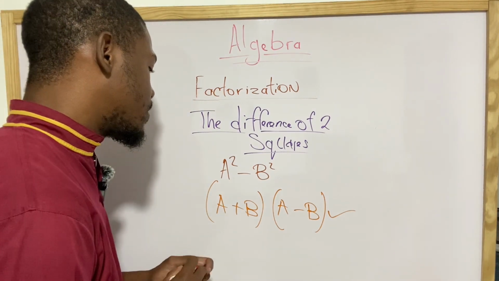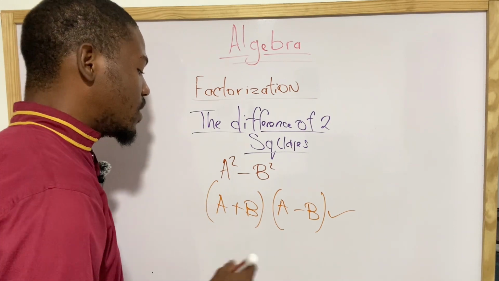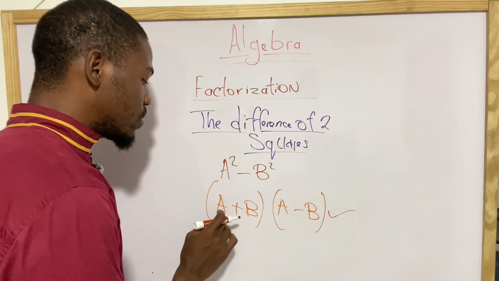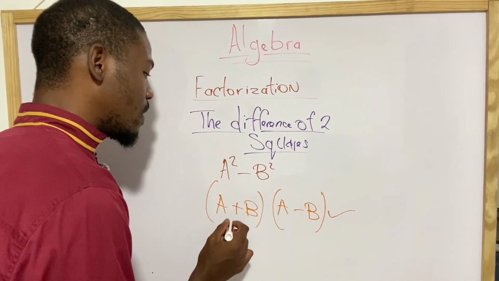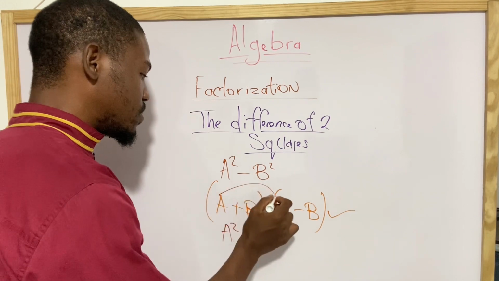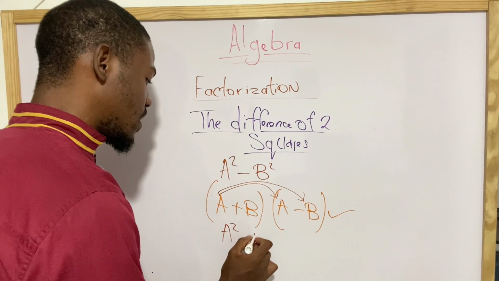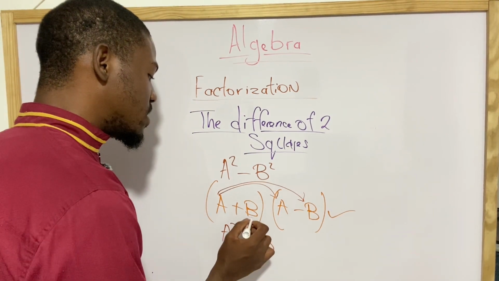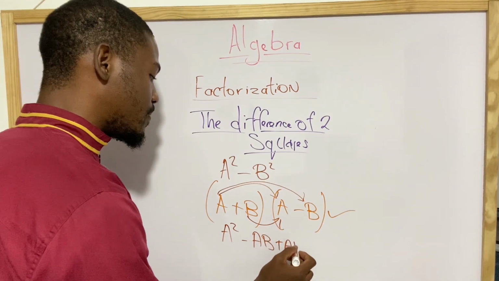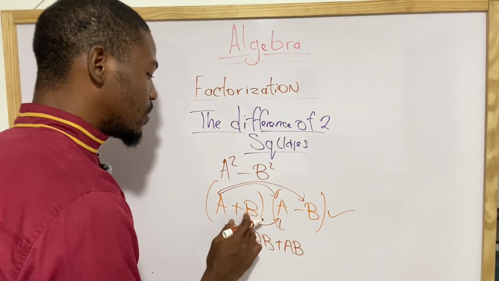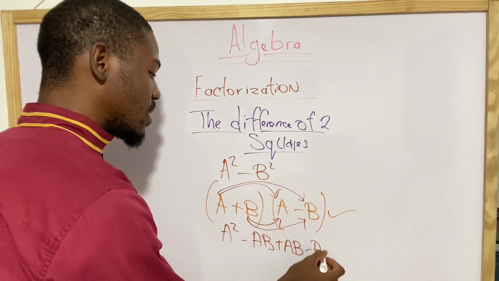It might look very simple and straightforward. I mean, there's no catch to it. If we were to really work that out, a times a is a squared, and a times this negative b is negative ab. Then this positive b times this a gives us positive ab. And then this b multiplies this negative b, so b times b is negative b squared.